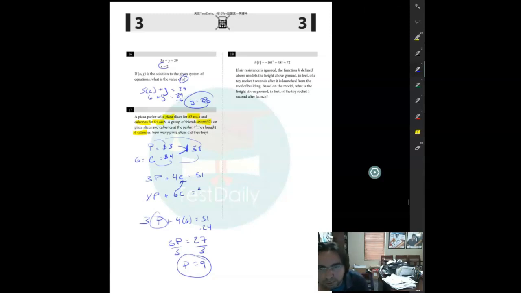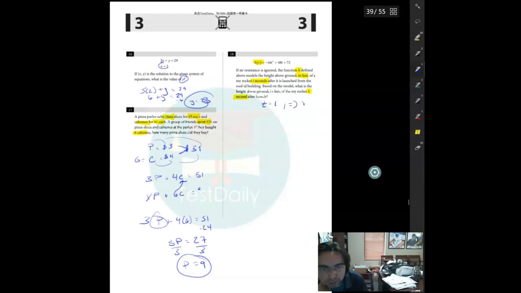Okay, number 18, we see we have this quadratic word problem. It says if air resistance is ignored, the function h defined above models the height above ground in feet, so h of t there is in feet, of a toy rocket t seconds after it's launched from the rooftop. What is the height above ground in feet of the toy rocket 1 second after launch? So really, we're just saying t equals 1.